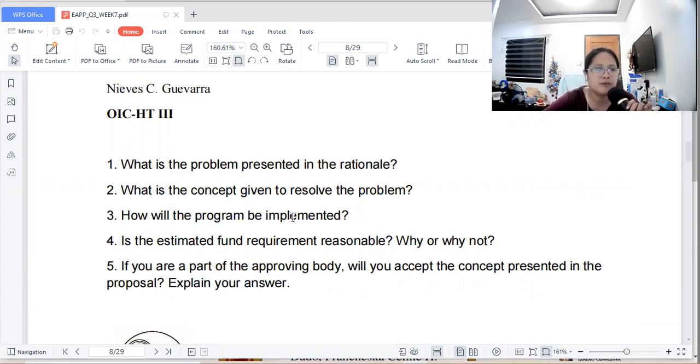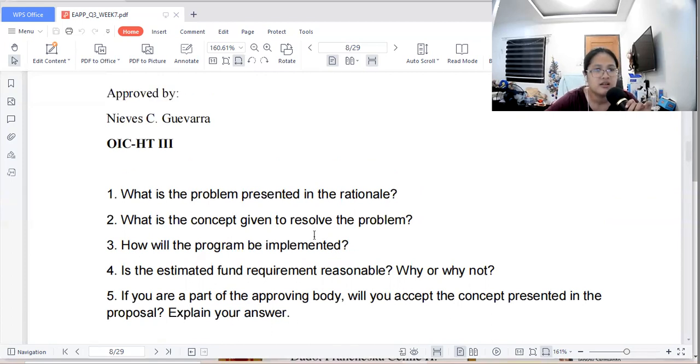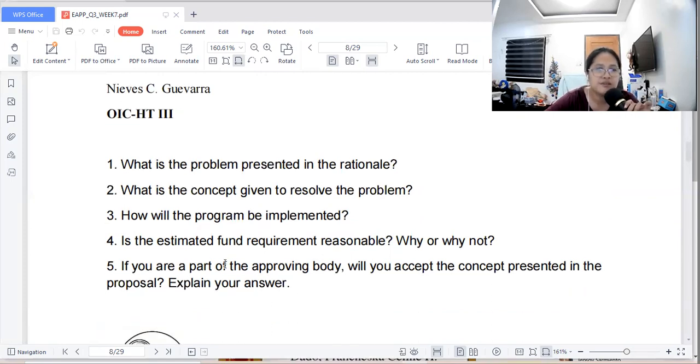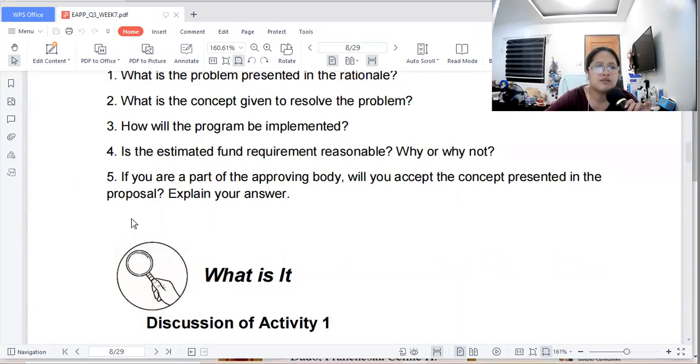Okay, how will the program be implemented through the specific steps? So there would be the awarding of certificates, etc. Nandun siya sa procedure. Is the estimated fund reasonable? Of course, you could check the funding, and then if you are part of the approving body, i-accept mo ba yung proposal, then explain your answer. So, in this case, you were given a sample, okay, of a very good paper.